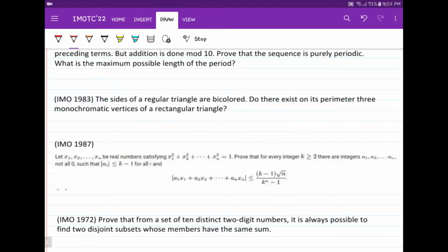The answer is no. Okay, prove it. There are at least two sides of a regular triangle that are colored the same.